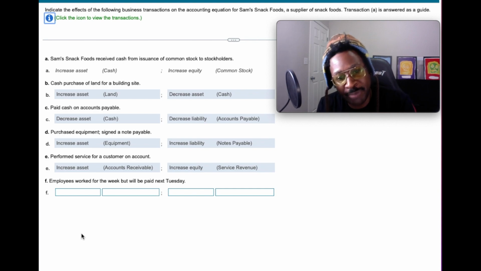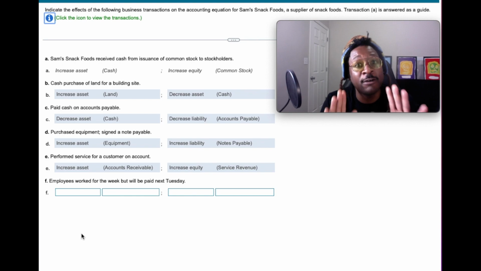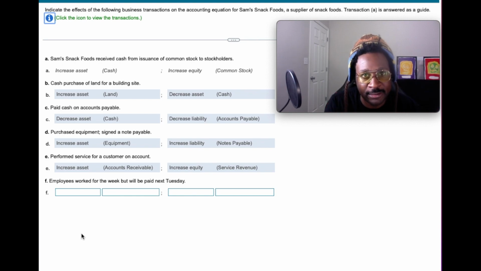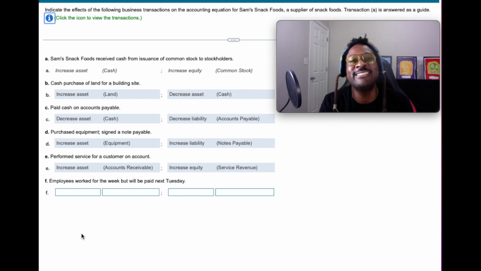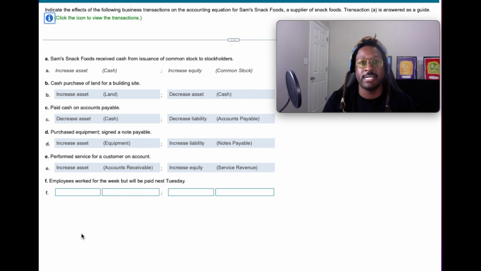Now, based on this situation, the company hasn't paid for the salaries that happened. So that means the company still owes for the salary. And anytime the company owes, you got it, a liability must be created. Okay? So therefore the liabilities will go up.